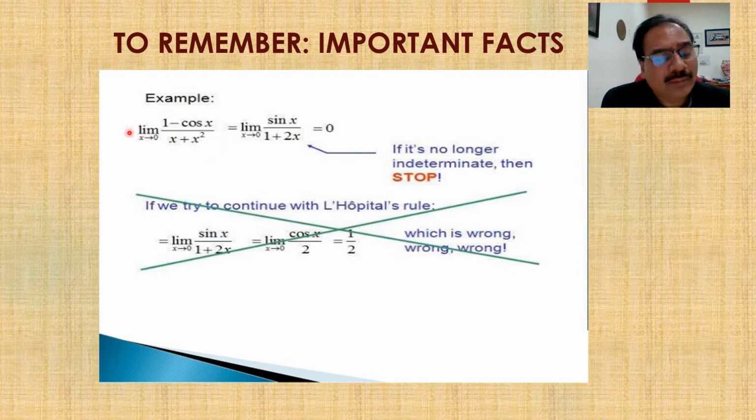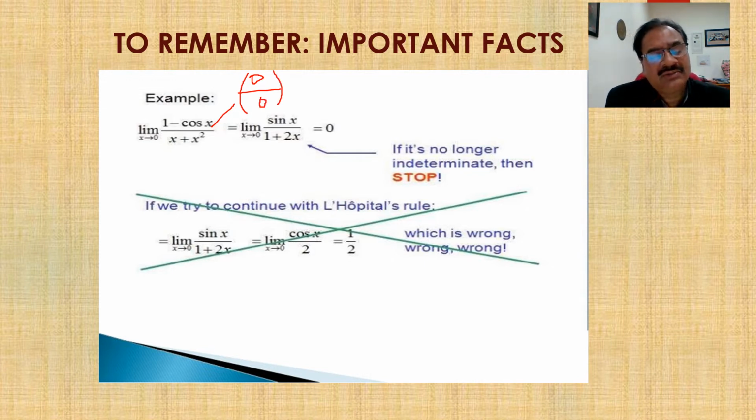First of all, you have to check this limit by putting the limiting values in the numerator and denominator. What is the form? Is the form indeterminate or not? If you put the value in the numerator, you will get cos 0 is 1, 1 minus 1 is 0, and in the denominator you will also get 0 plus 0 square, which means 0. So this is the form 0 by 0. The form is already clear: 0 by 0.